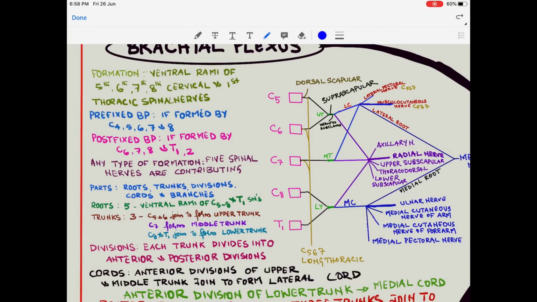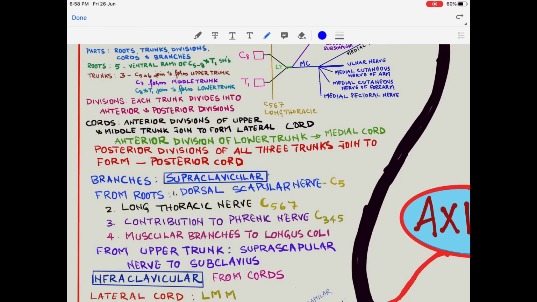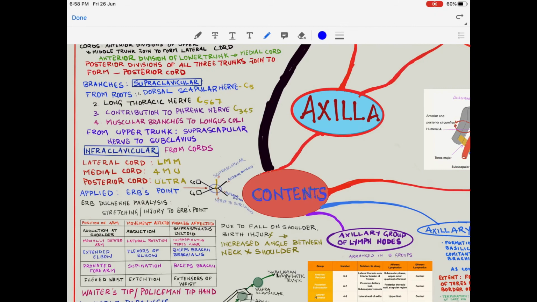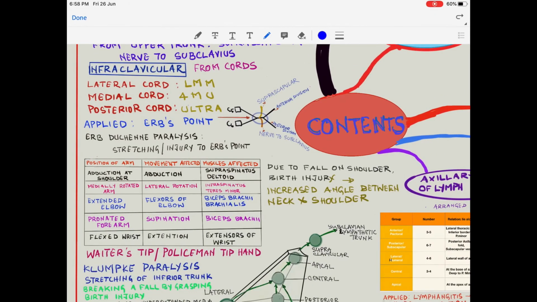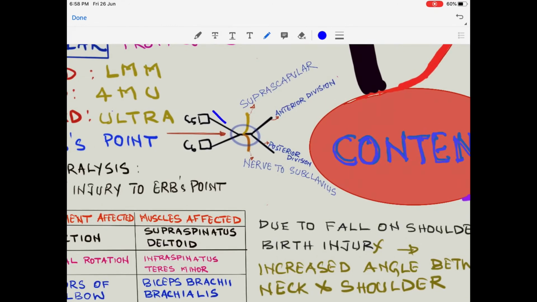Now the applied anatomy, we have the upper trunk injury, upper part of brachial plexus injury, and lower part of brachial plexus injury. The upper part of brachial plexus is mainly concerned with the Erb's point. Erb's point is formed by 6 nerves. Which are the 6 nerves? The C5 root, C6 root, the anterior division, posterior division, and the 2 branches coming out from the upper trunk, the suprascapular nerve and nerve to subclavius. So this point is the Erb's point.